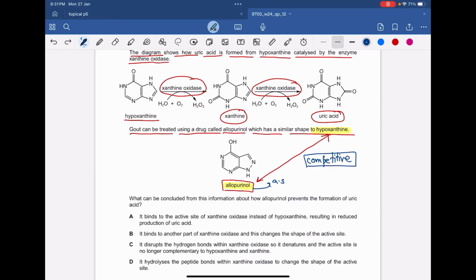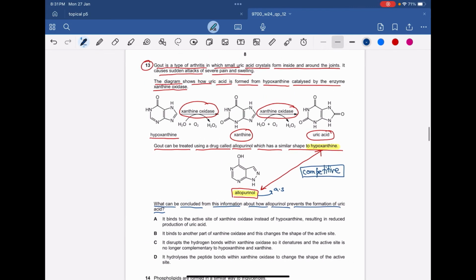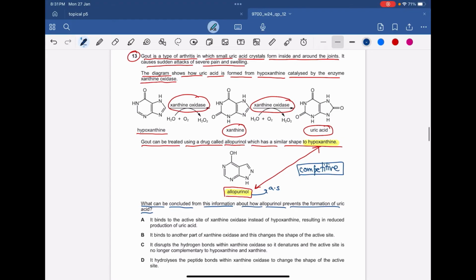Let's now read the leftover question. What can be concluded from this information about how allopurinol prevents the formation of the uric acid? Now let's read the options one by one and try to get the right answer.